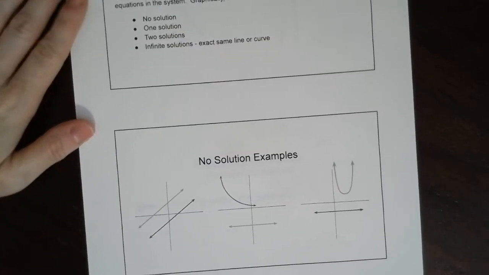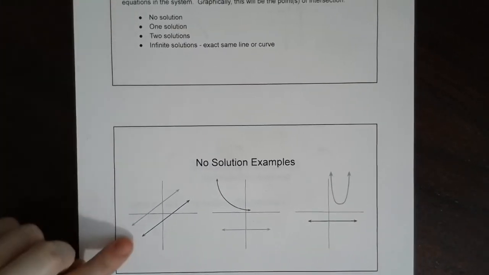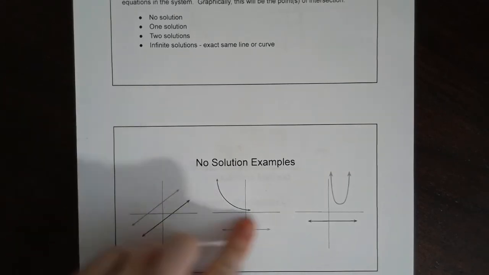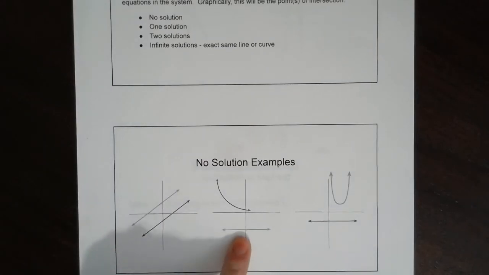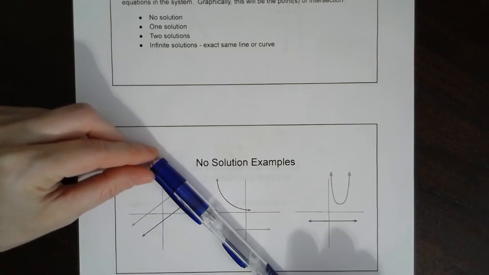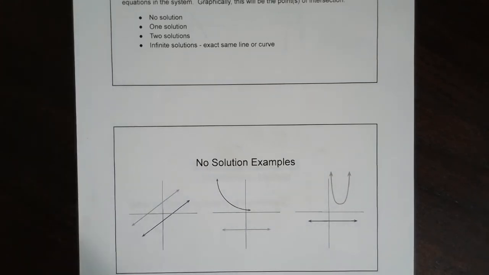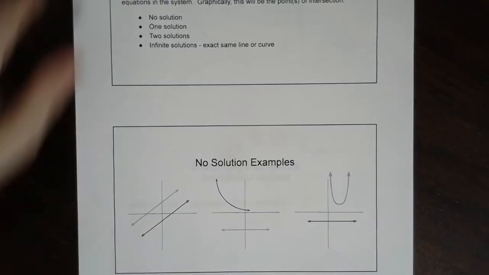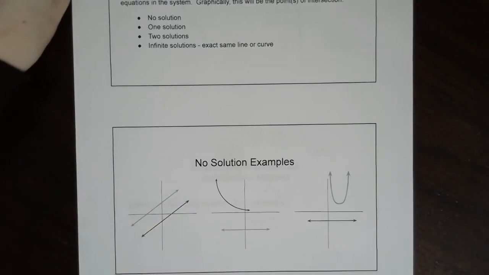So here are some examples of no solution. Parallel lines have no solution because they never intersect. They're never going to touch. I could have an exponential function and some type of linear function. The linear function could also go this way. They will never intersect. I could also have a quadratic and some type of linear function. Those are all no solution examples.